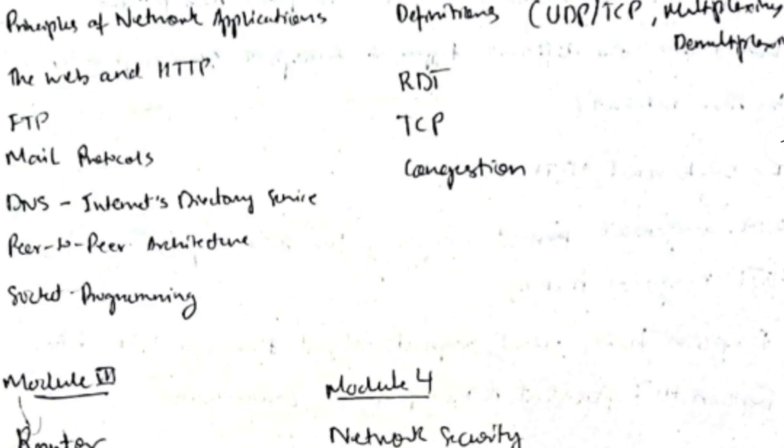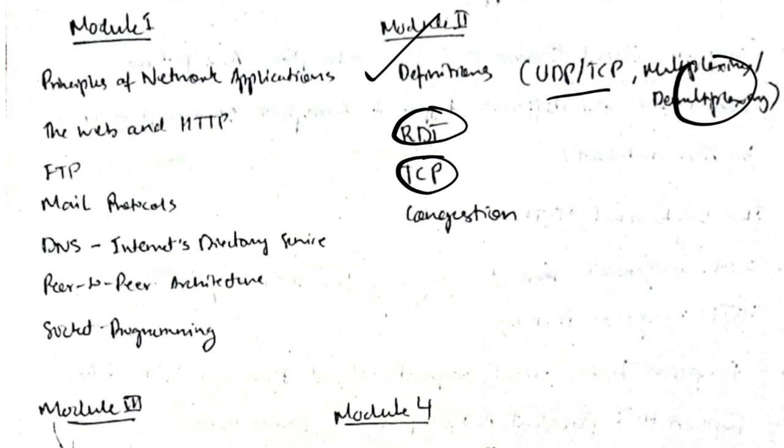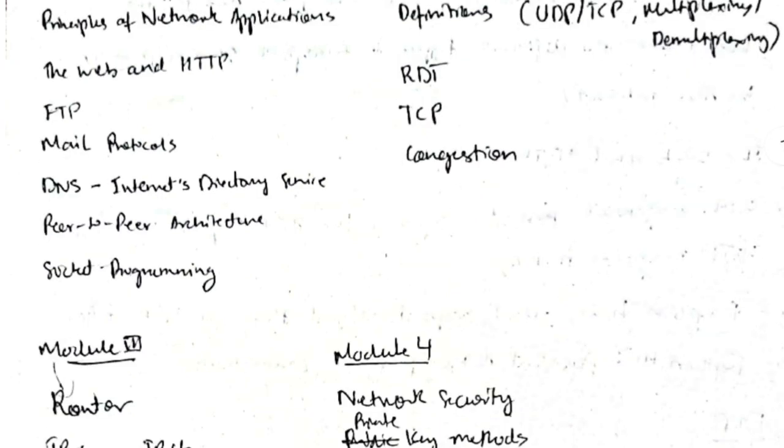So let's go through the overview of each of these modules. In the first, you have module 1. That's all about application layers. In each of these there will be one or two questions from each of these topics which you need to know. Here we have the definitions. There are many definitions. Among that, UDP and TCP and multiplexing, demultiplexing are important. RDTs: there are 4 RDT versions and the sequence diagrams, and about TCP, the segment structure, and congestion principles. These are the 4 important topics from module 2.